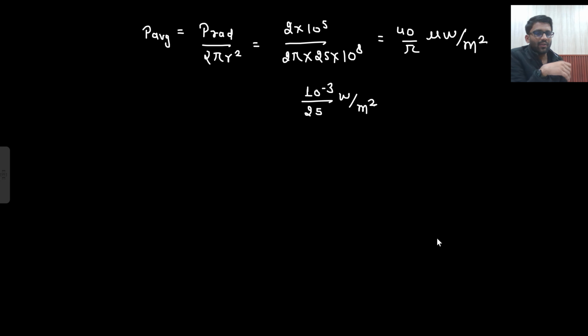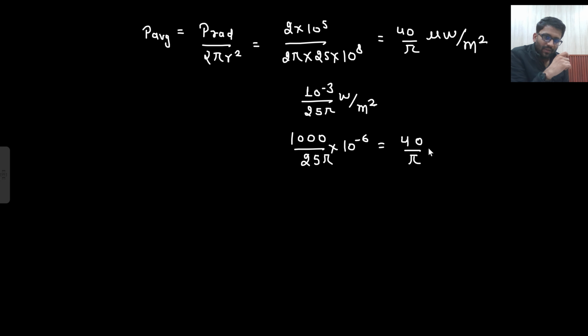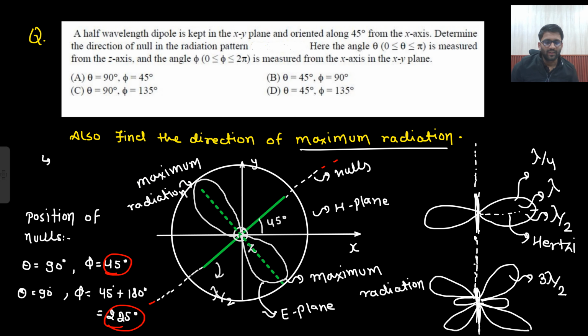I need my answer in micro. So what I need to do is 1000 divided by 25 into 10 to the power minus 6. So what we are getting? Certainly pi is also there. So 40 by pi micro watt per meter square. Okay, this is the answer. Well and good. Fine. Okay then.